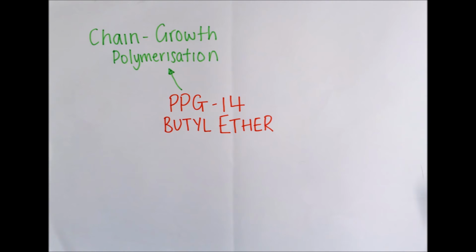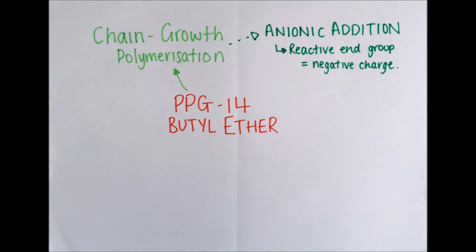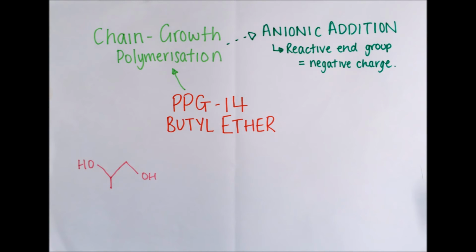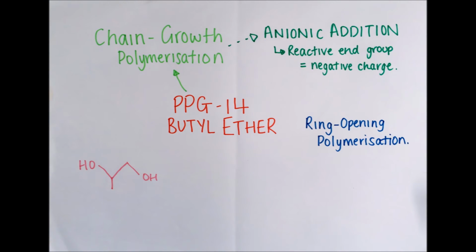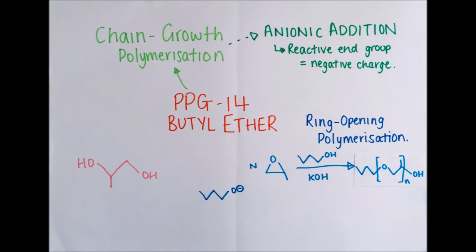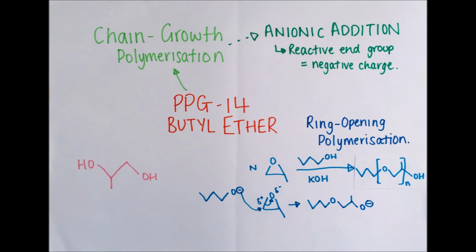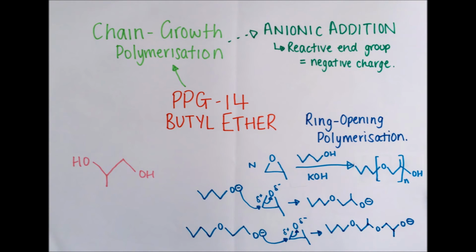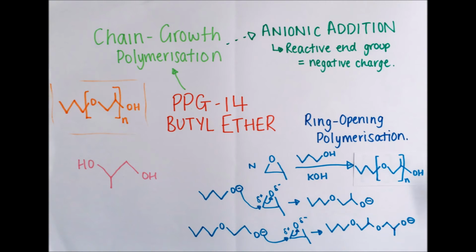PPG-14-butyl ether is an example of a chain growth polymer formed through anionic addition polymerization. Although the repeat unit of the polymer is propylene glycol, the polymer is formed by the ring-opening polymerization of propylene oxide. In the case of PPG-14-butyl ether, butan-1-ol is the initiator, with a base, usually potassium hydroxide, acting as a catalyst.